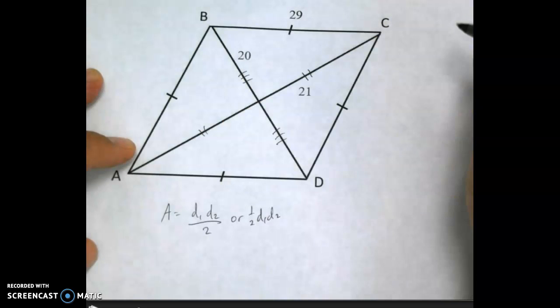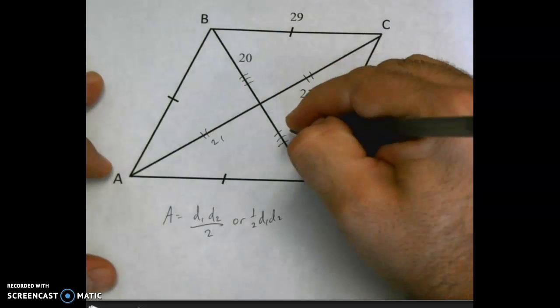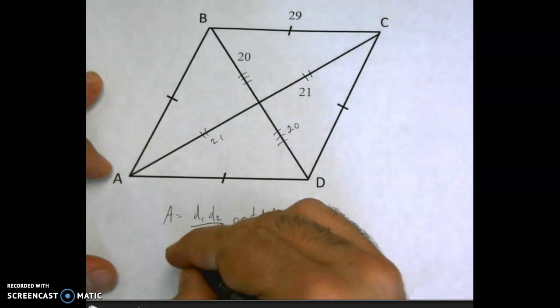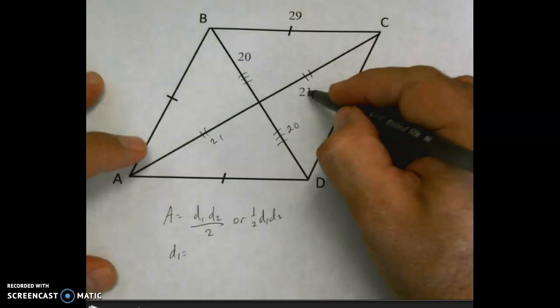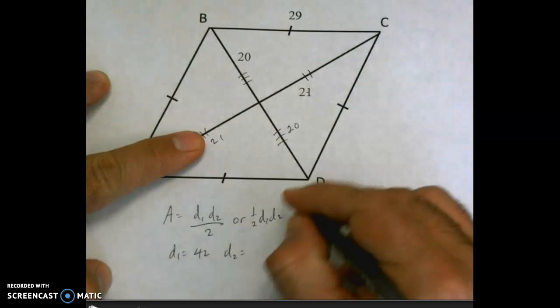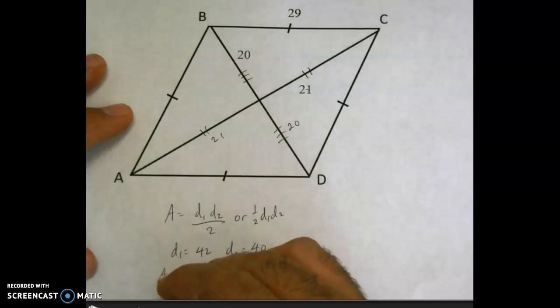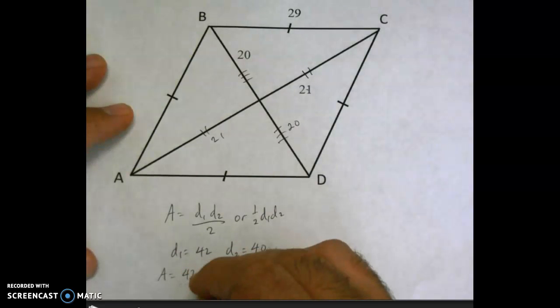Remembering that the diagonals in a rhombus or any parallelogram will bisect, that means this is also 21 and this is also 20. So my first diagonal is 21 plus 21, which would be 42. My second diagonal is 20 plus 20, which is 40. Okay? Substitute into our formula: 42 times 40 divided by 2.